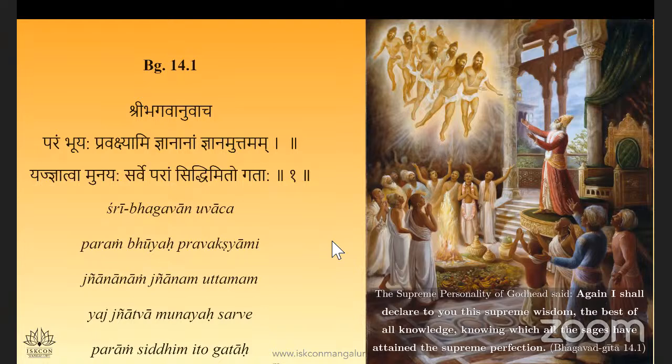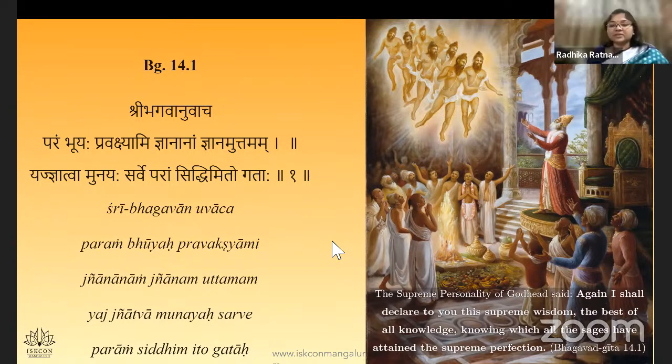Sri Bhagavan Uvacha: Param bhuya pravakshami jnanam uttamam, yajnatva munayah sarve param siddhim ito gatah. The Supreme Personality of Godhead said, "Again, I shall declare to you this supreme wisdom, the best of all knowledge, knowing which all the sages have attained the supreme perfection." Bhagavad Gita 10.1.